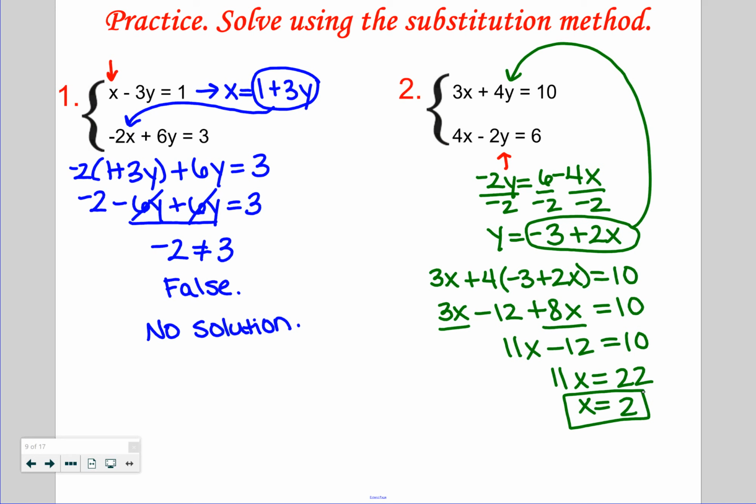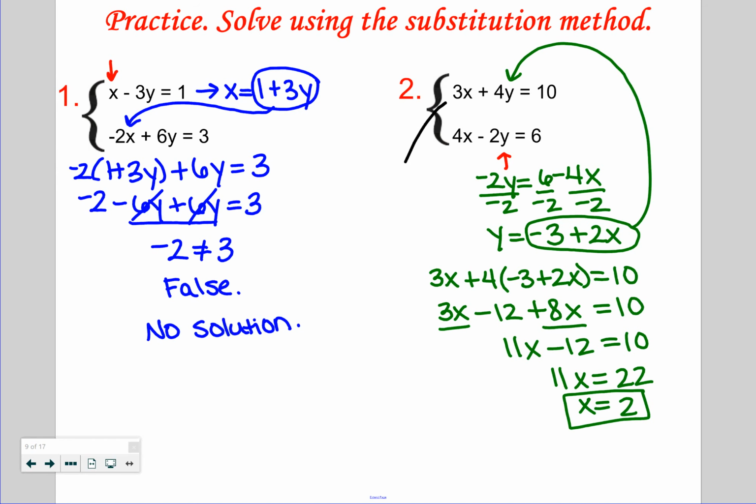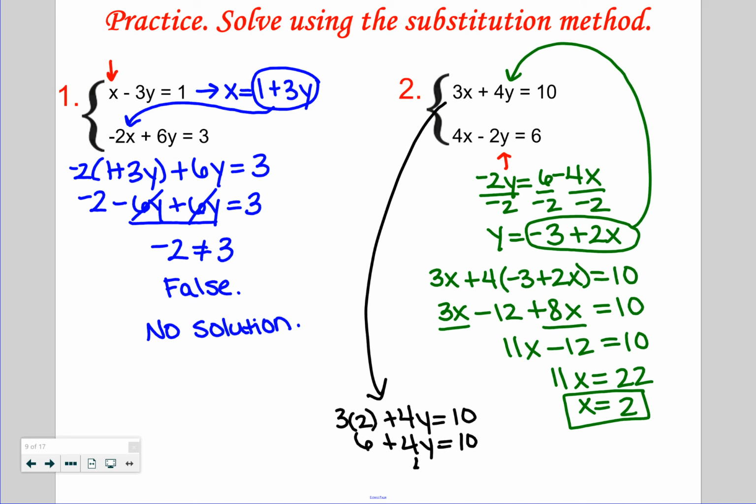From there, I want to plug that back into either original equation. Let's say I use the top equation, sounds good. Again, either one would work. 3 times 2 plus 4y equals 10. That's 6 plus 4y equals 10. Subtract 6 on both sides, 4y equals 4, and I get y is 1. So your final solution here should be the coordinate (2, 1).